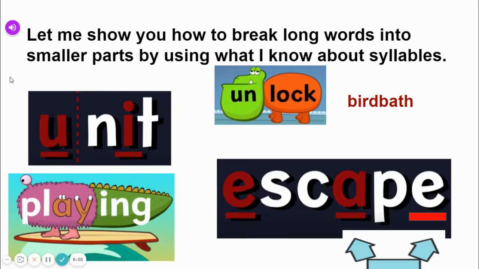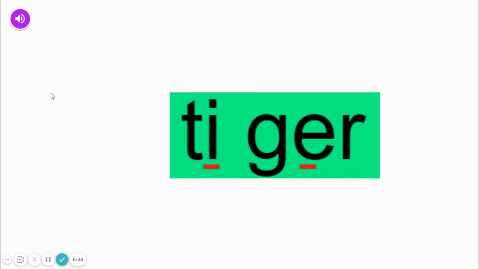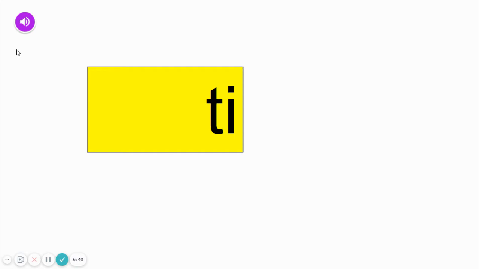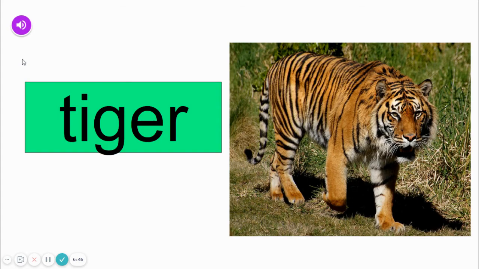Now that we've reviewed the different syllable types, let me show you how to break long words into smaller parts by using what I know about syllables. The first thing I do is I find my vowels. I underline I and E. I have E jump over the G, and I break it. Ti, ger, tiger.